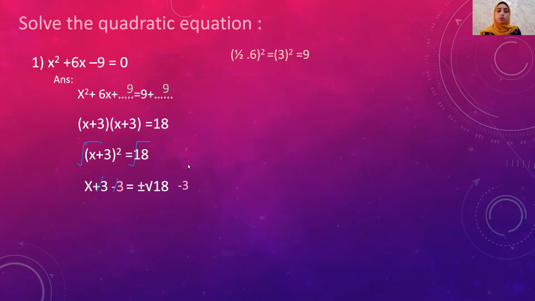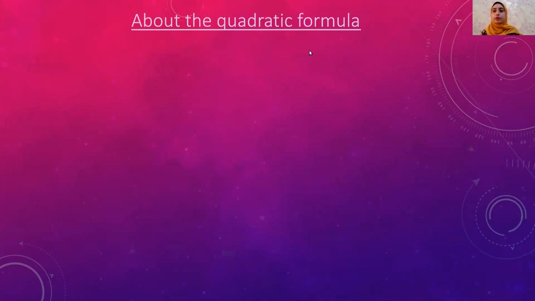We cross this, it equals 0. Now x equals negative 3 positive or negative 3 root 2. This is the example for completing the square. Okay, now the last thing was about the quadratic formula.